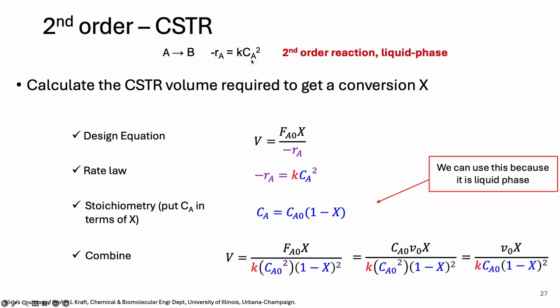Okay, now if we have a second order, again, our design equation has not changed, our stoichiometric relationship has not changed, but the rate law has changed, and we see the implication that has on our final equation here. And you can imagine using the same approach for a third order reaction or fourth or so on.